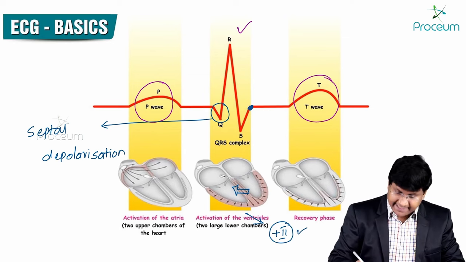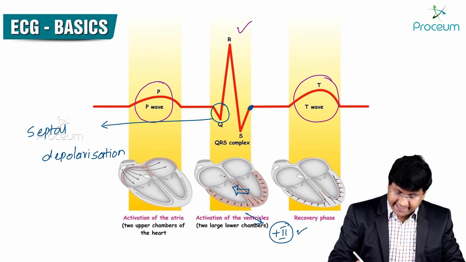Like, for example, the speed is 12.5 millimeters per second. So, how does it appear? It appears that the individual is having tachycardia. Let me show you the ECG also. You see this.